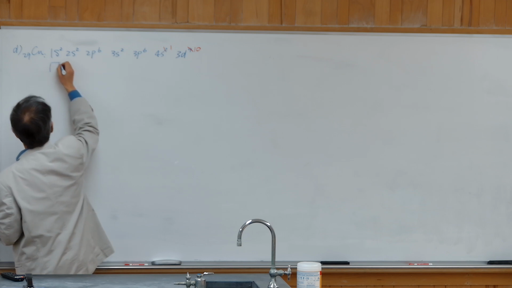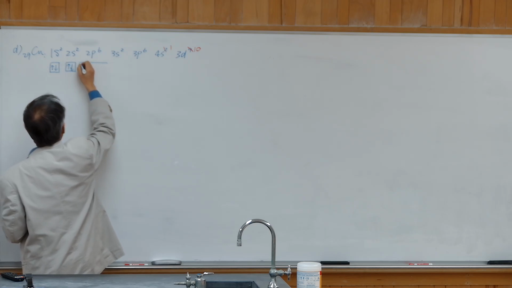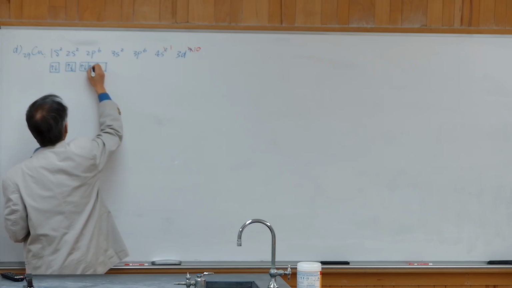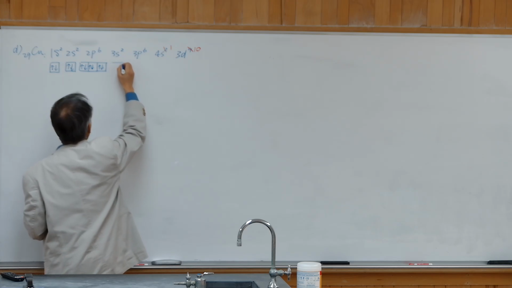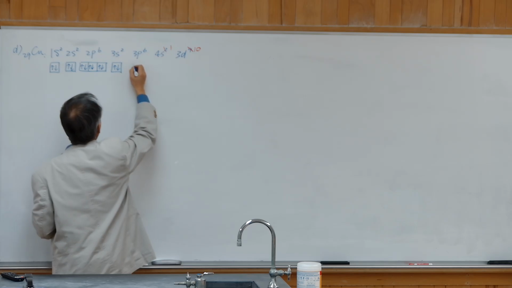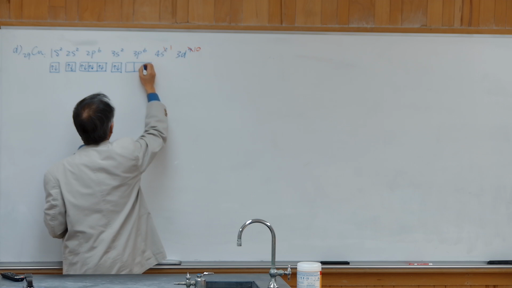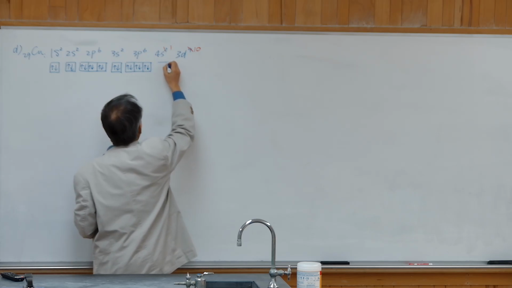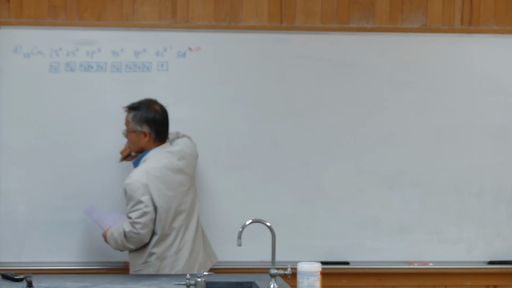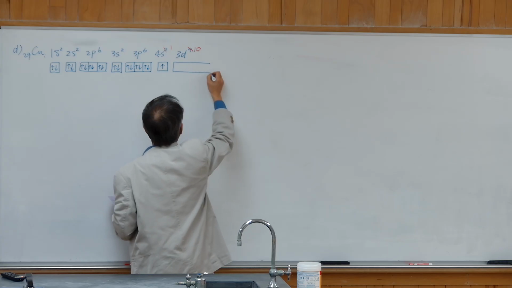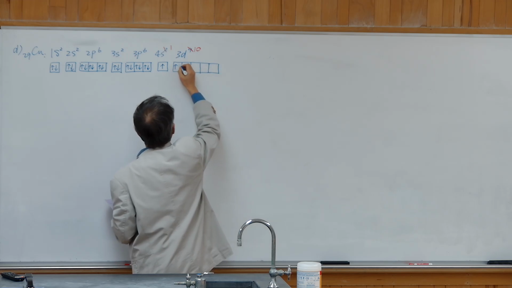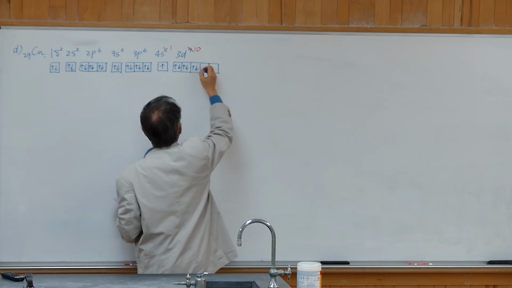Then we can write the orbital diagram. 1s is 1 orbital, 2 electrons. 2s also 1 orbital, 2 electrons. 2p, 3 orbitals, 2 electrons in each orbital in opposite spin direction. 3s, 1 orbital. 3p, 3 orbitals. 4s, only 1 orbital, only 1 electron in 4s. 3d, 5 orbitals, 10 electrons. So full fill, more stable.